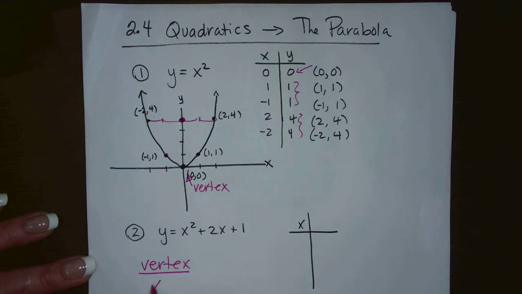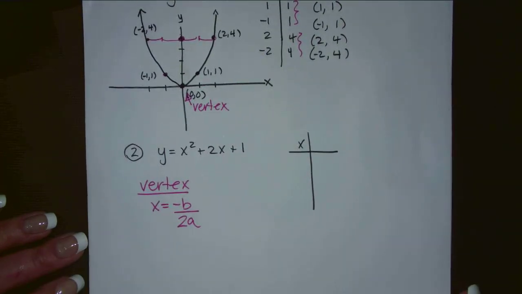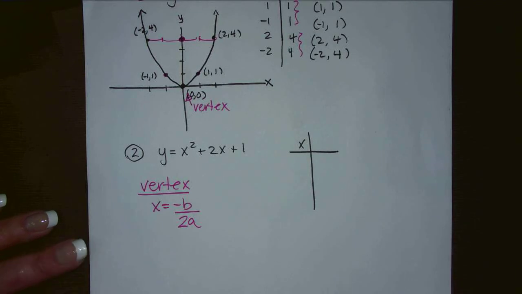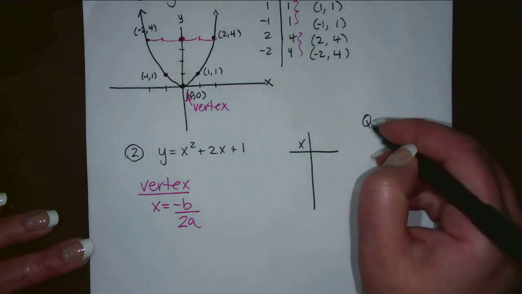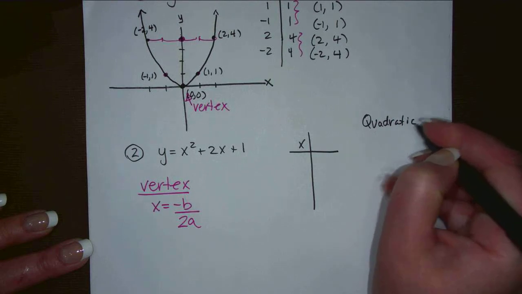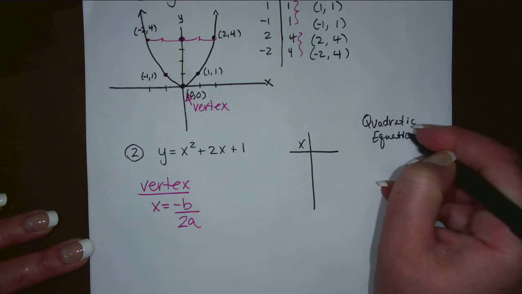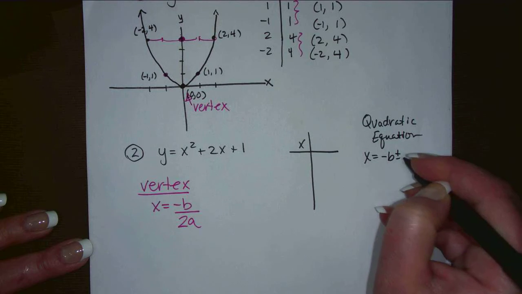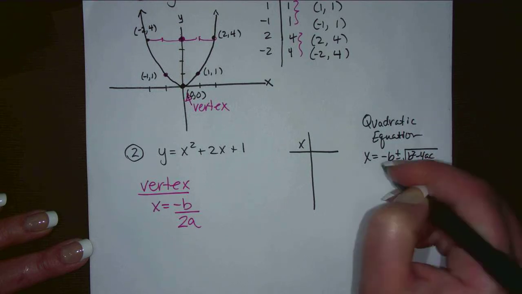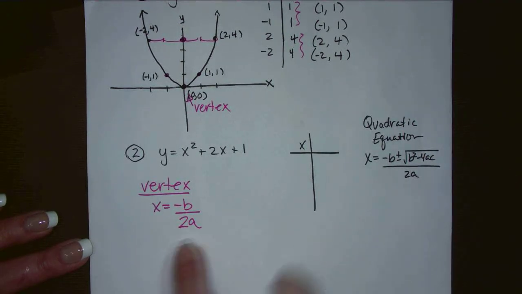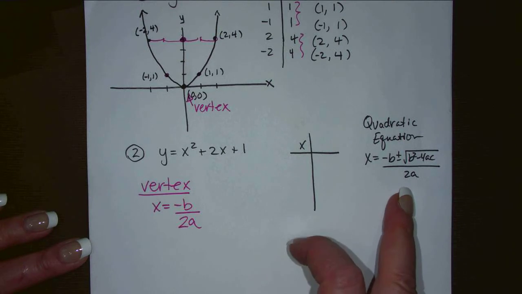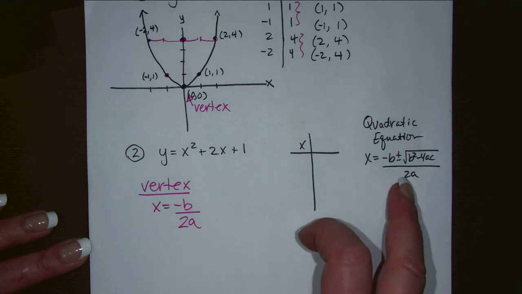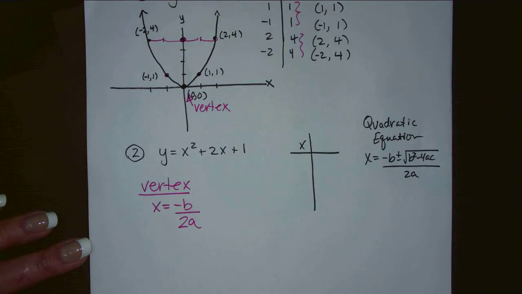So the vertex, there's a formula for it. It comes from the quadratic equation. It looks like this. Now, it comes from the quadratic equation. What was the quadratic equation? So where is this in that quadratic equation? Do you see the minus b over 2a? And forget about the square root part. So it's not a new formula, just forget about the square root part. That will give you the x value of the vertex.